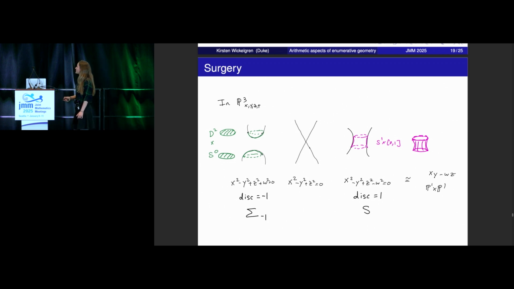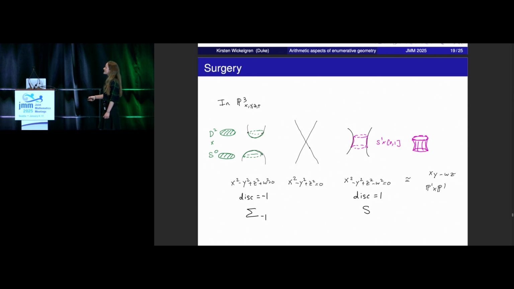So surgery, you have a D^(n+1) times an S^m here, and then you can replace it by an S^n times D^(m+1) by cutting along there and adding it back in. And so this happens with quadrics. So in P3, we have the zero locus of x squared minus y squared plus z squared plus w squared. That looks like this. This is a diagonal matrix when you express it as a quadratic form, and its determinant is minus 1.